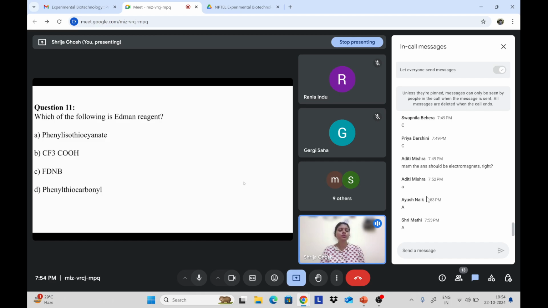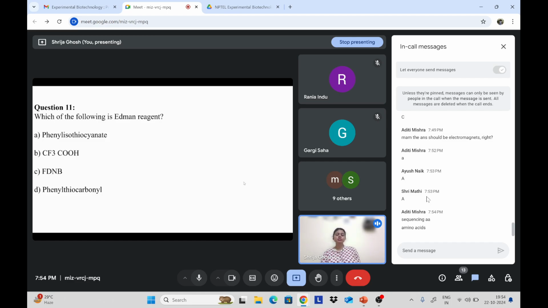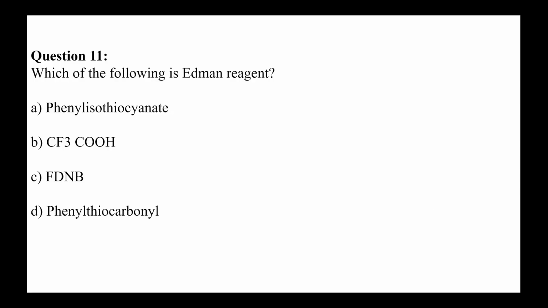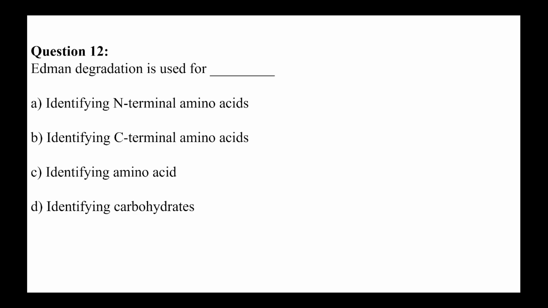Edman reagent is used for where do we use Edman reagent? Anybody? Yes, sequencing amino acids. So basically, for protein sequencing, we use Edman reagent, that is phenyl isothiocyanate. So option A is the correct answer. Moving to the next question.